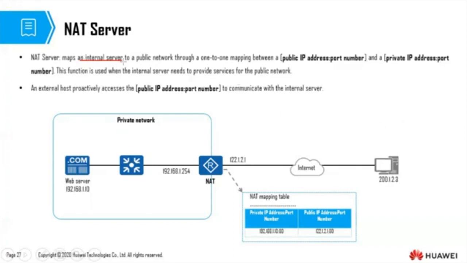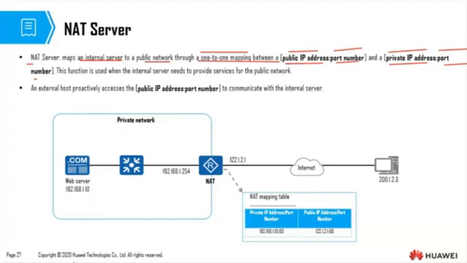So NAT server maps an internal server to a public network through a one-to-one mapping between a public address and port number. Look at this. So it's not the same. It can almost look the same as static NAT, but it's not the same. Because yes, it's one-to-one mapping, but we are mapping both the public address and the port number, and the private address and the port number. So really, that is how NAT server works.